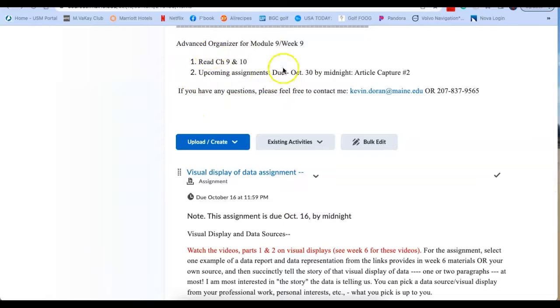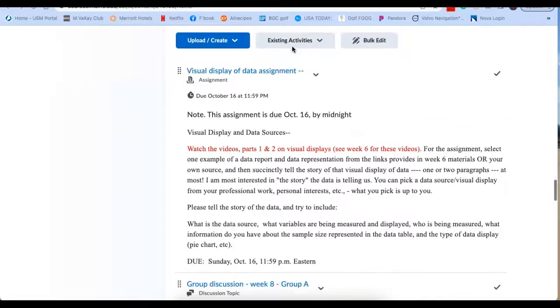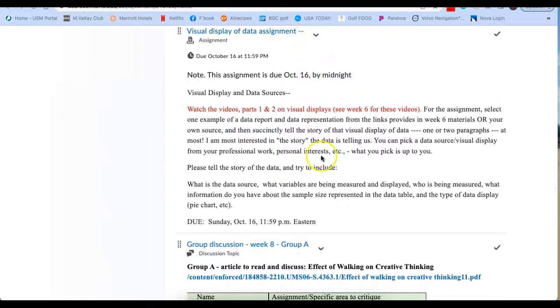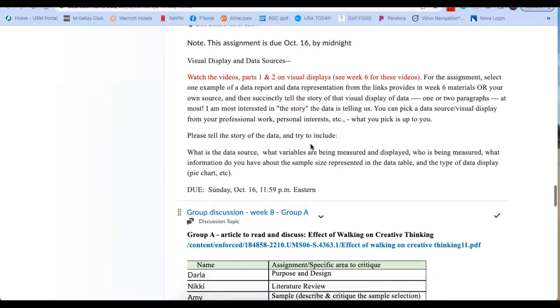Advanced Organizer for week number 9. Visual and display assignments. We've been through this a couple of times. This is due this Sunday. Today is the 14th, so Sunday night by midnight. This shouldn't be a major assignment. I know 4 or 5 people have already submitted this, and I thank you for that.